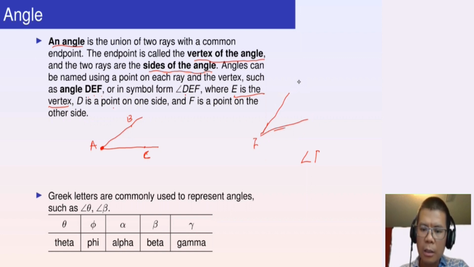Here is E. Now this is D, and this is F. So E is the vertex, E is in the middle, and you have D on one side. E is the vertex, and F is a point on the other ray. So make sure that the vertex is in the middle.